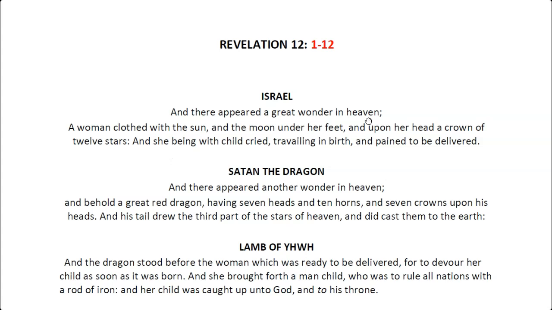And there appeared a great wonder in heaven, a woman clothed with the sun and the moon under her feet, and upon her head a crown of 12 stars. And she, being with child, travailing in birth, and pain to be delivered.